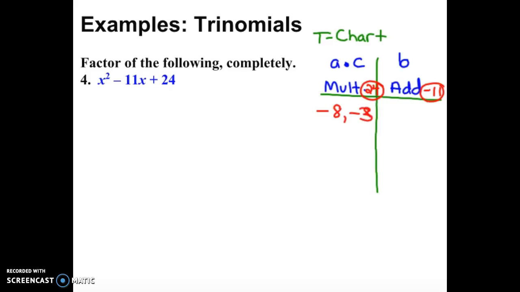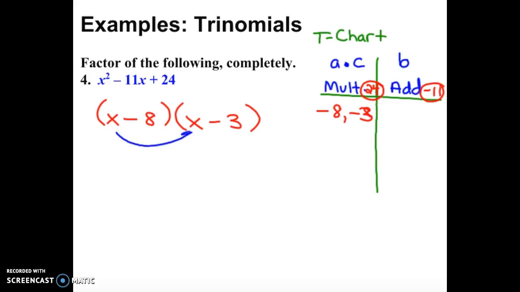Okay, so here's what I know then. If I know what multiplies to give me 24 and adds to negative 11, here's what this will factor out to. I'm simply going to write x's there, and I know one of them will be x minus 8 and the other x minus 3. So I'm simply putting in the negative 8 and the negative 3 in the parentheses. Let me show you real quick why that actually works.